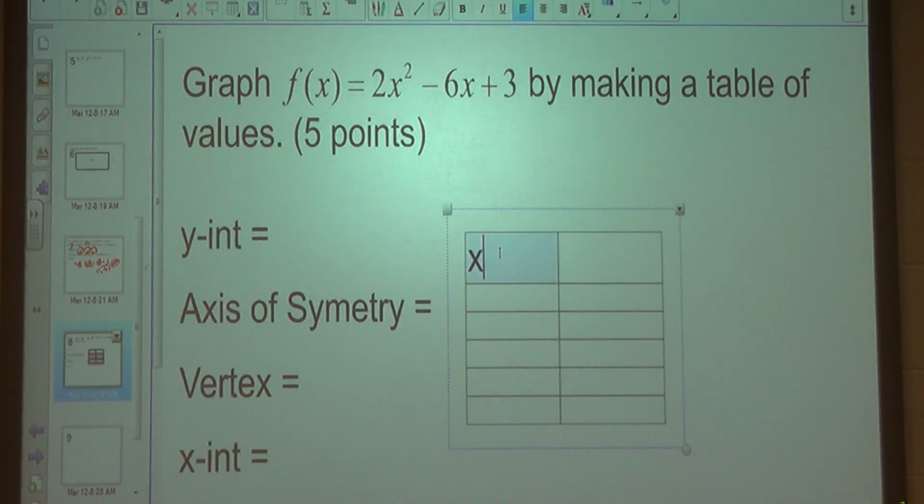Those things up there on your paper. Y-intercept should be pretty easy. You just look up there and get it.